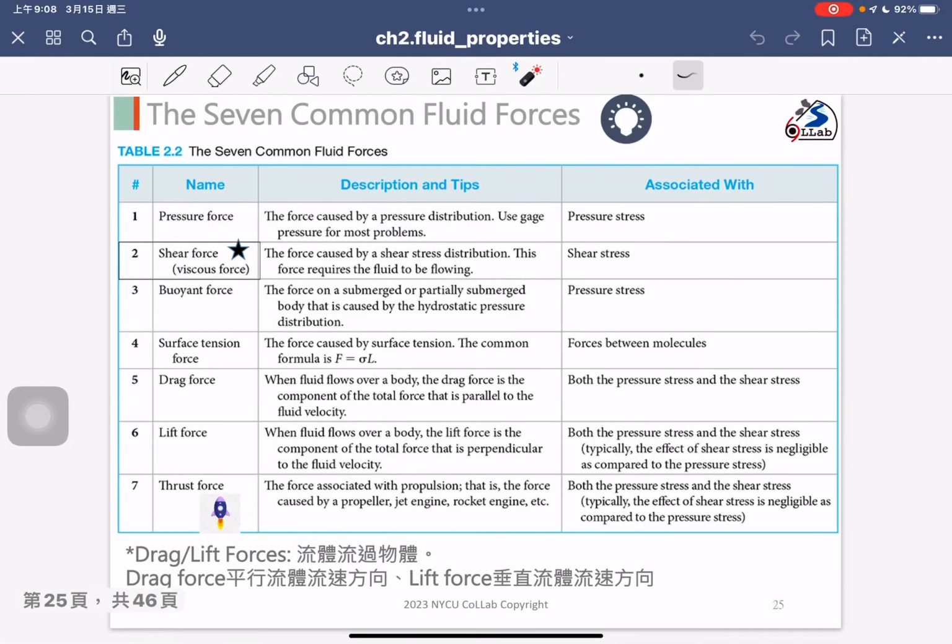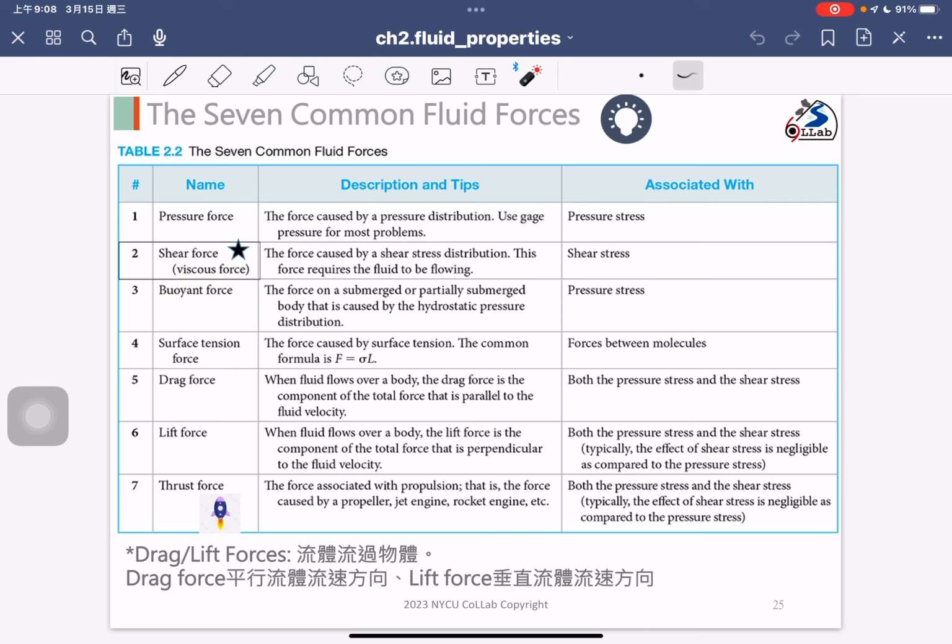Okay, so the table summarizes all the important forces we'll teach in the following classes. Totally we only have seven, as in the previous class I mentioned how many properties we have in the class. For all of the tables shown on the slide, you should keep some important properties in mind. The seven forces are pressure, shear, buoyant, surface tension, drag, lift, and thrust. Okay, so today we are focused on the shear force first.